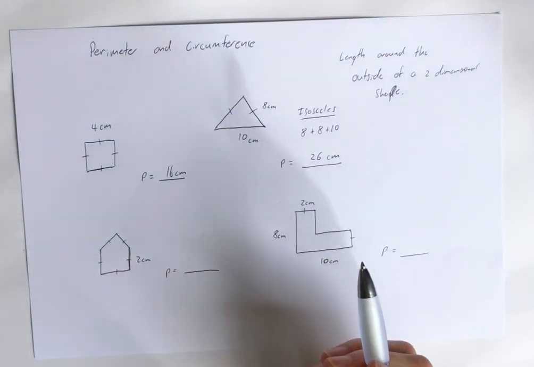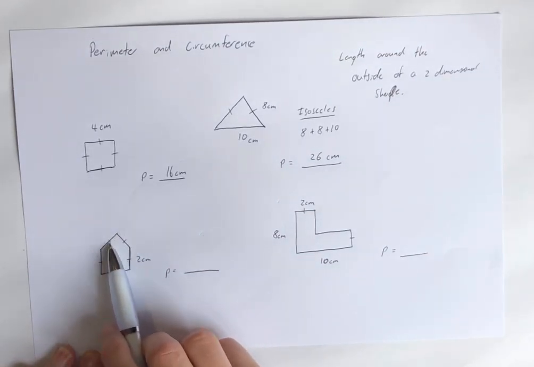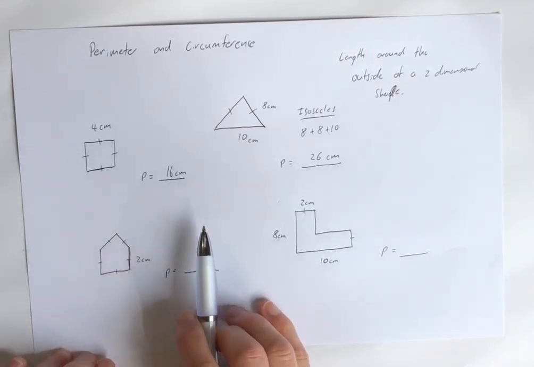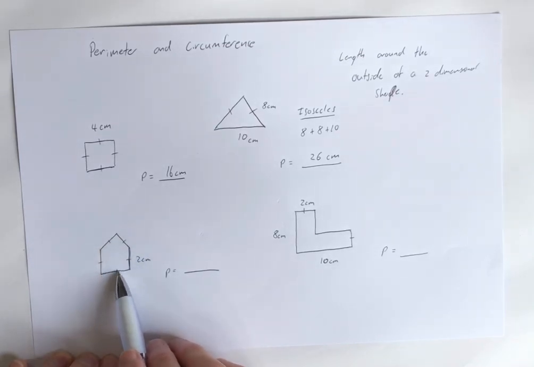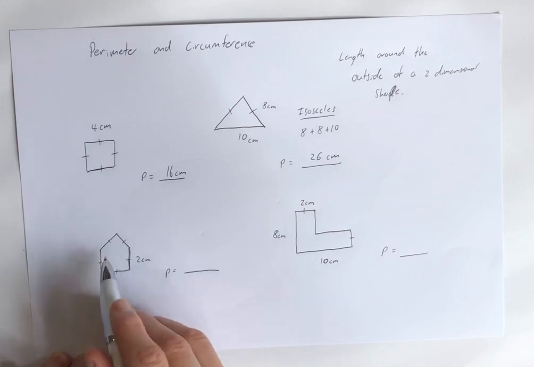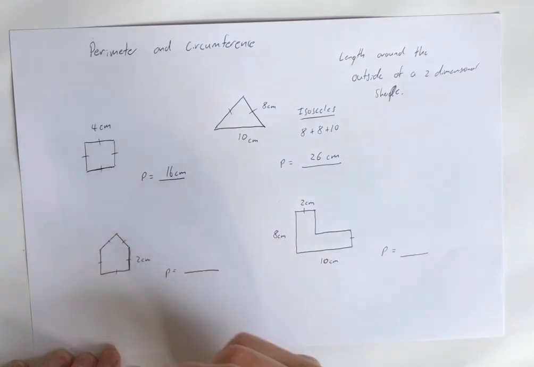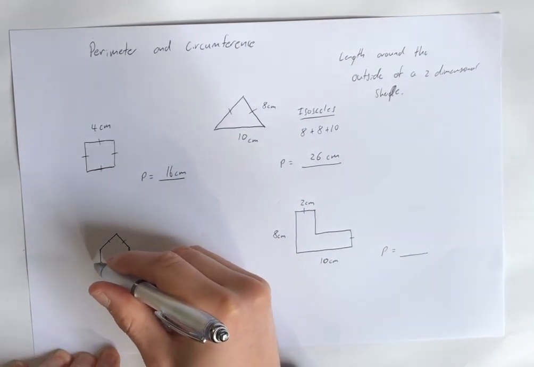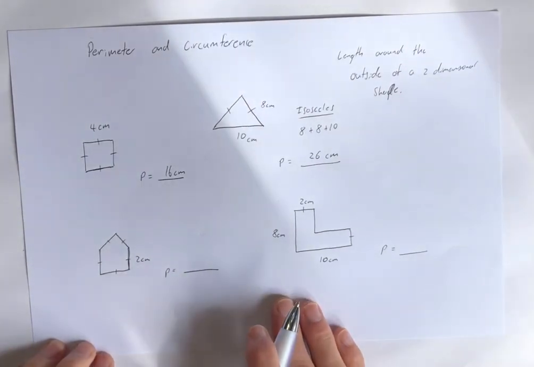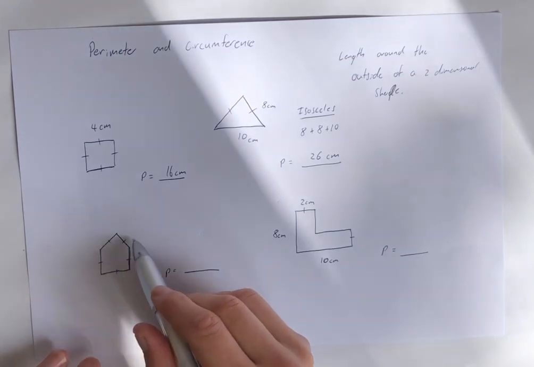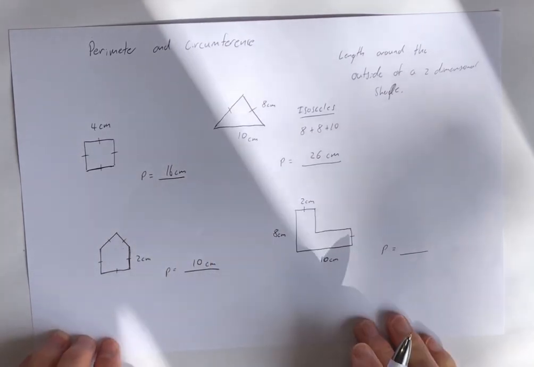To make this a little trickier, we do compound shapes. This little house shape is compound, made out of a triangle and a square, and now I've made every length the same. The top is an isosceles triangle and the bottom is part of a square. We're not calculating this line around here because it wouldn't be part of the perimeter. So we have 2 plus 2 plus 2 plus 2 plus 2, a pentagon, a 5-sided shape. So 1, 2, 3, 4, 5, and the perimeter is 10 centimeters.